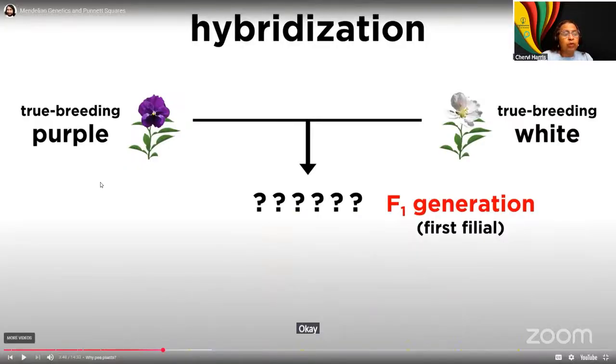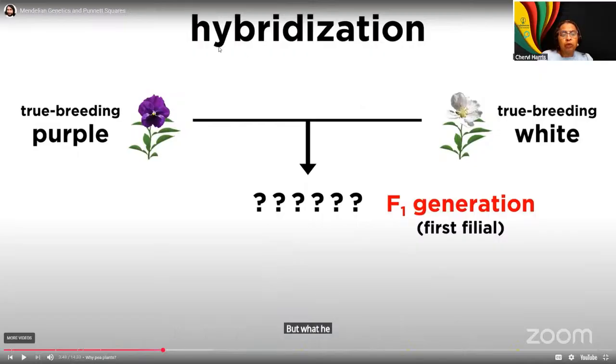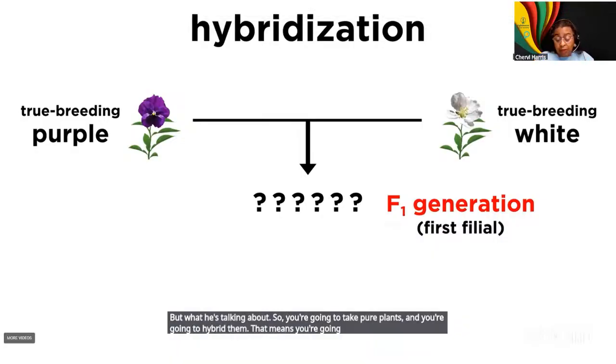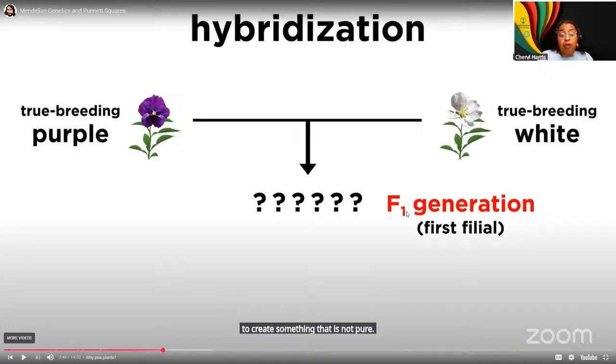Okay, now we are going to be drawing trees like that, so it's important that you remember what he's talking about. So you're going to take pure plants and you're going to hybridize them. That means you're going to cross them to create something that is not pure. And the offspring is also always called the F1 generation, and F1 stands for first filial.